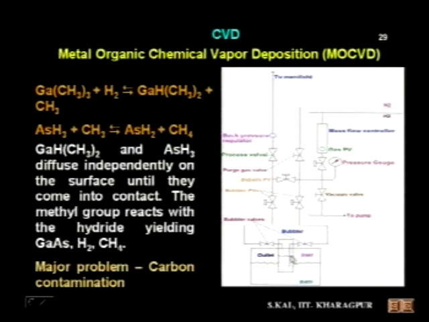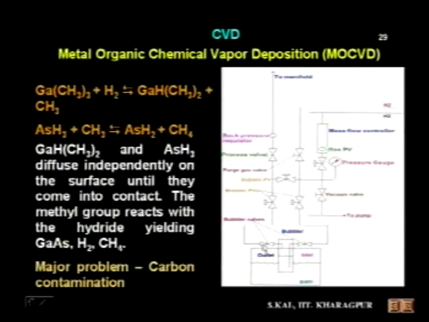That means this is the source, and these are the bubbler and carrier gas arrangements, hydrogen or nitrogen. Depending on which gas you need, you can use it, because this whole unit is for either dielectric deposition or semiconducting film. Sometimes if you need nitride, you may require nitrogen or ammonia. Anyway, those flow through the bubbler, this is the outlet, and directly it goes into the chamber.